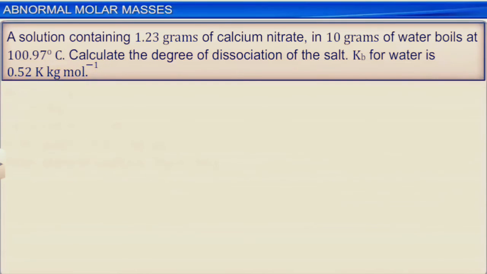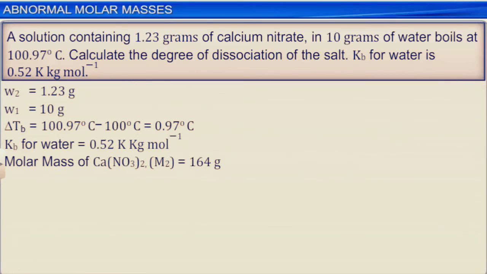The first step is to list the given variables. W2 is equal to 1.23 grams. W1 is equal to 10 grams. Delta Tb is equal to 100.97 degrees centigrade minus 100 degrees centigrade, which is equal to 0.97 degrees centigrade. Kb for water is 0.52 Kelvin kilogram per mole. Molar mass of calcium nitrate, M2, is equal to 164 grams. The degree of dissociation needs to be calculated.